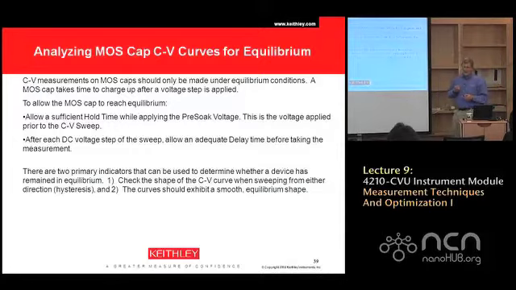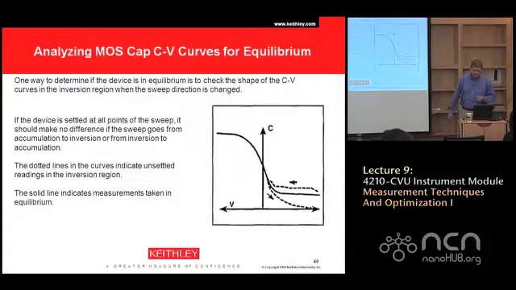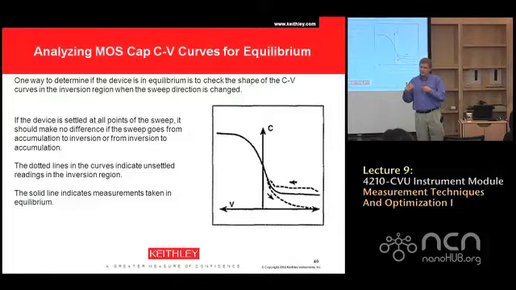Two, you look at the hysteresis of the CV curve. So here's an example of a hysteresis curve. Now, hysteresis for this definition is what we call a dual sweep. That's where we sweep the CV curve from some starting to some ending voltage and sweep it back again. And a MOSFET actually will respond to hysteresis. If it's not in equilibrium, it'll respond differently in the two directions.